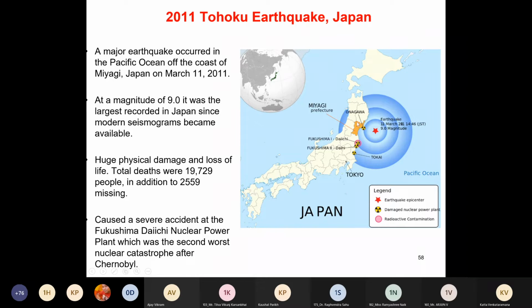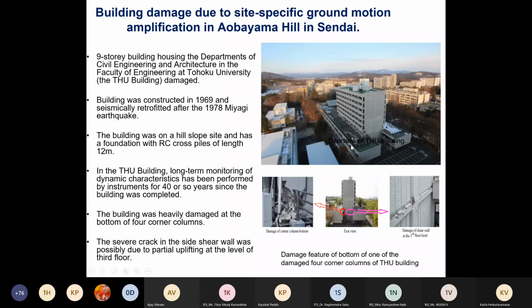So this is Miyagi Prefecture. This star shows the source of the earthquake here, and the nuclear reactors, Fukushima Daiichi and Daini, number 1, number 2. These 2 nuclear reactors were damaged, and there was radioactive contamination also in this region.